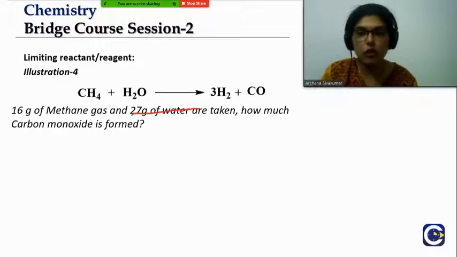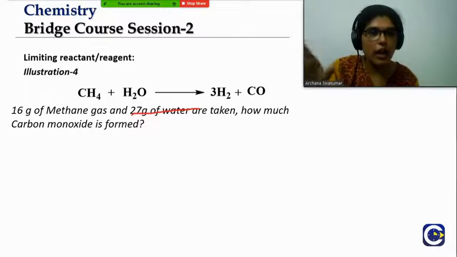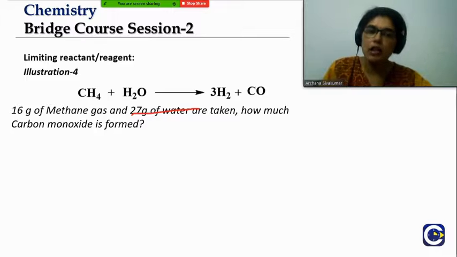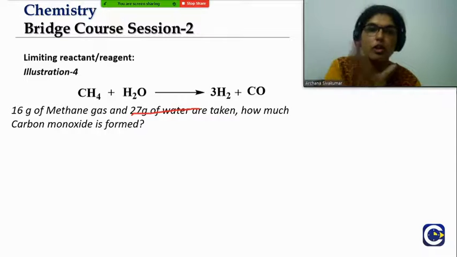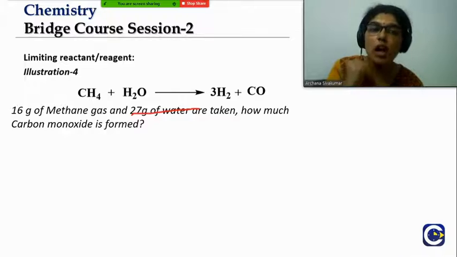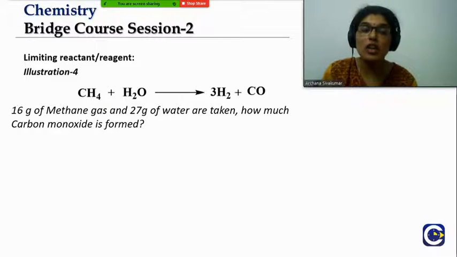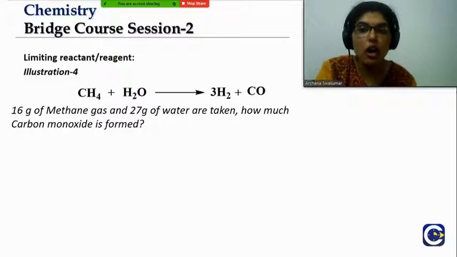If I had not given you water, if I had given you just 16 grams of methane, you could take that and find the amount of hydrogen gas using the mole ratio: convert into moles of the known substance, use the molar ratio, and then convert into moles of the desired substance. Similarly, if only water was given and not methane, you can use the same method and find the amount of carbon monoxide. But here 2 of the reagents are given. So one is functioning as the limiting reagent and the other as the excess reagent.